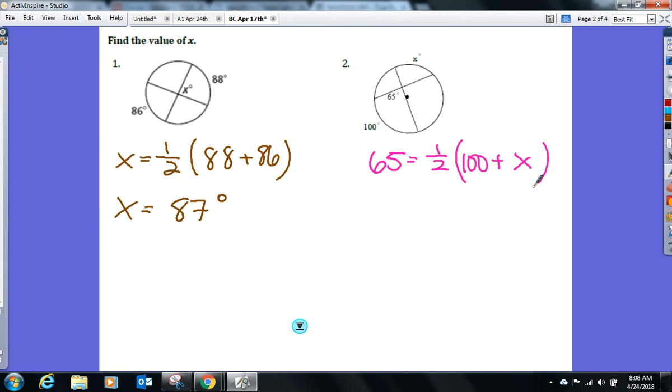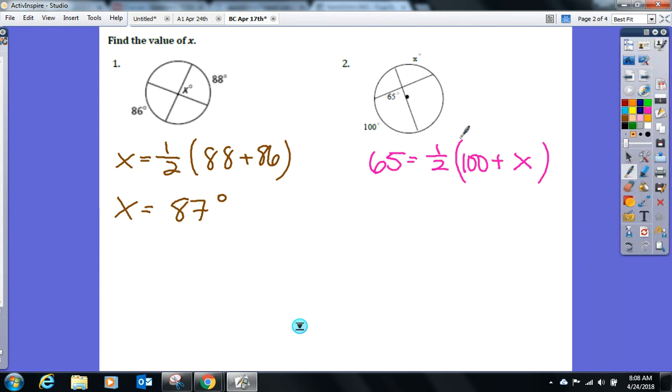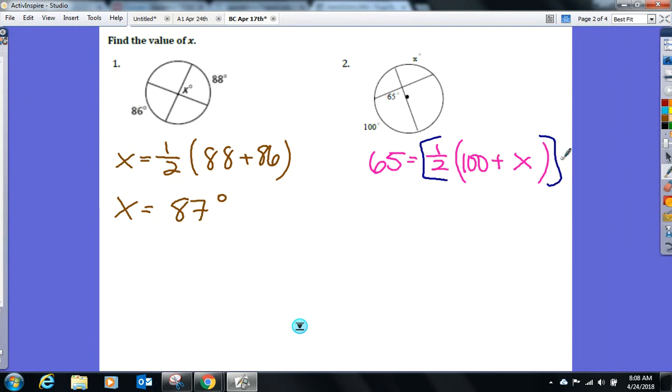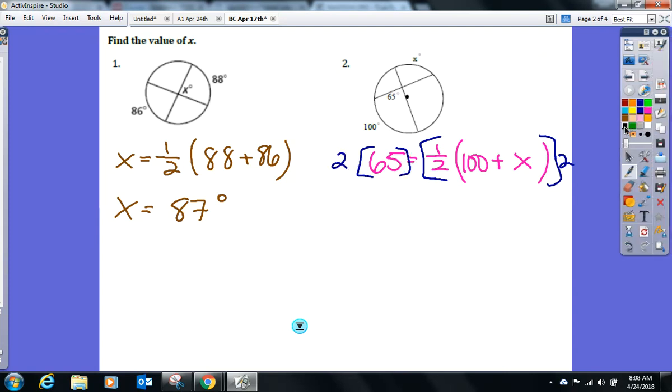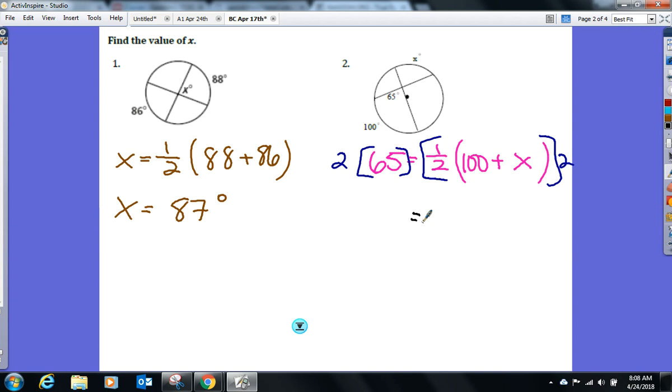I just don't like to deal with the fraction, so I get rid of the 1/2 by multiplying both sides by 2. If you decide to do that, on the right side, the 2 and 1/2 are gone. The 100 and the x stay the same. You're not distributing anything. And then on the other side, I have 130. So we end up with x to be 30.